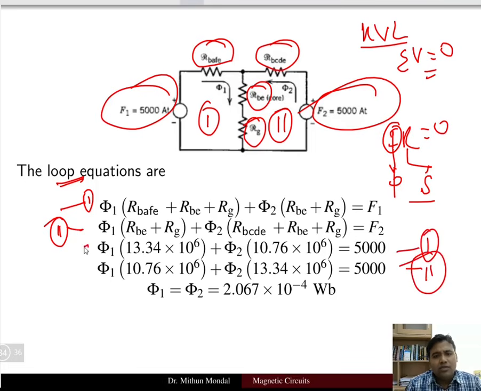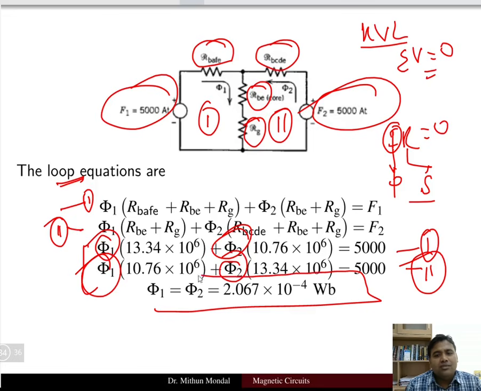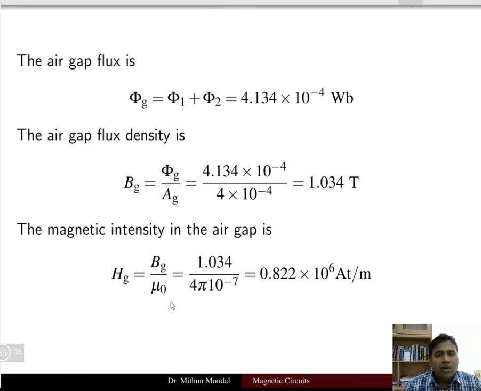If you solve these two equations, there are two variables, phi 1 and phi 2. So two equations and two variables, if you solve the problem, you will get that the fluxes phi 1 and phi 2 are equal, which is equal to 2.067 into 10 to the power minus 4 Weber. So using these loop equations, you are easily able to solve the problem in terms of the KVL. So now after obtaining phi 1 and phi 2, just add them up to find the air gap flux.